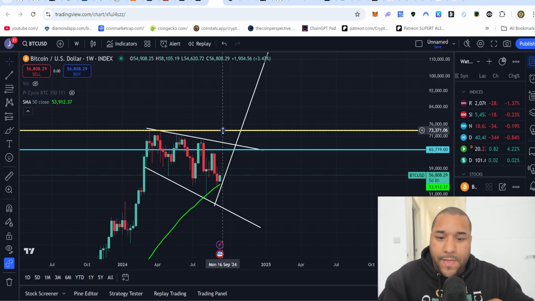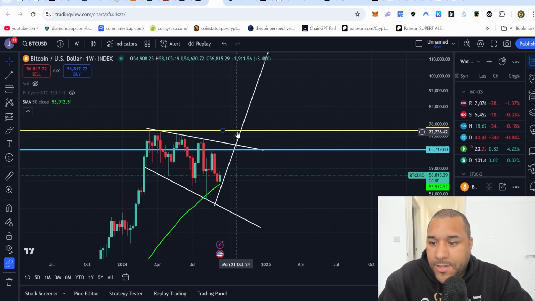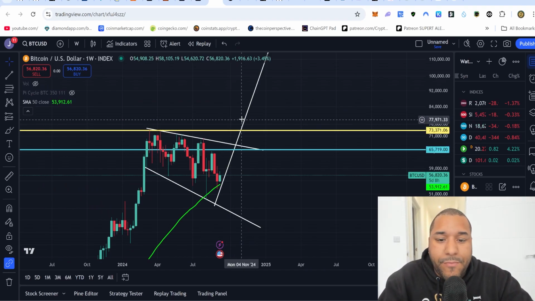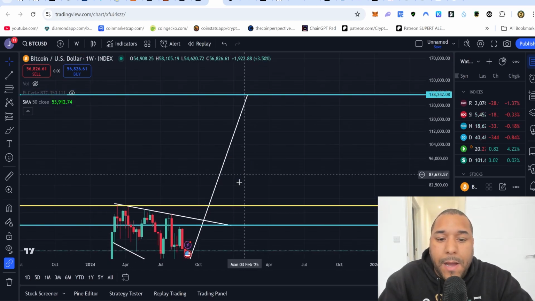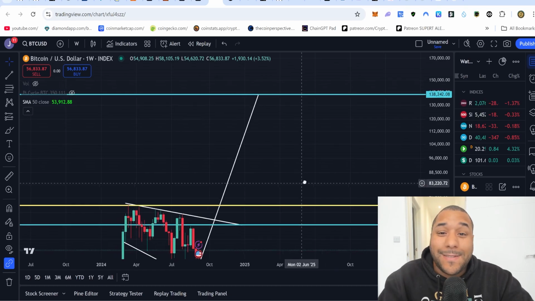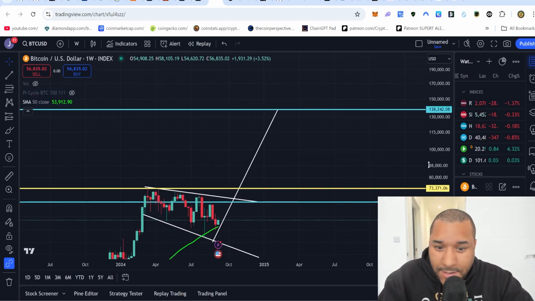And I'll even draw that like that. It has to come above there, which is 73,000, 74,000. If it breaks above that, then I expect it to come right up, and this bull flag will continue to play out until it gets to 138K. And that's going to be exciting for everyone, because altcoins are going to go crazy.